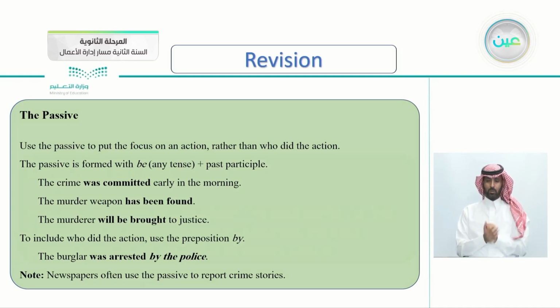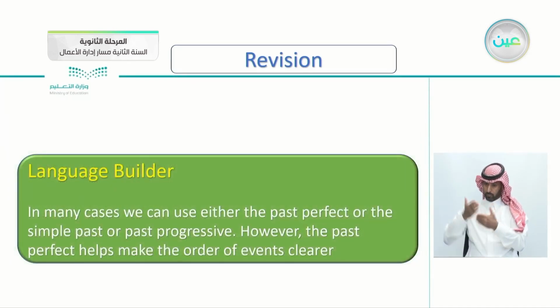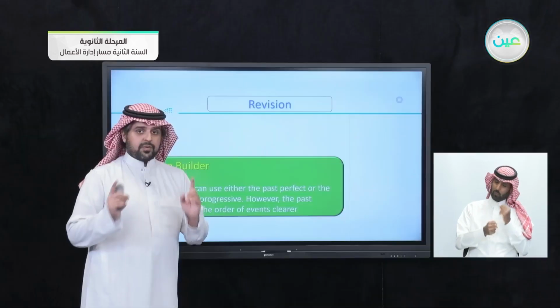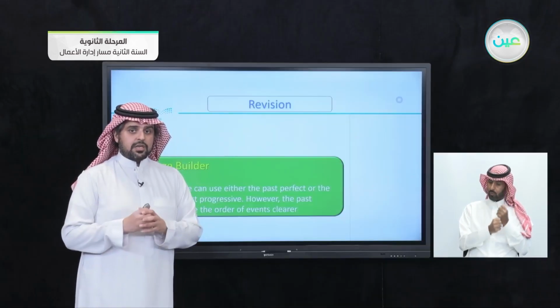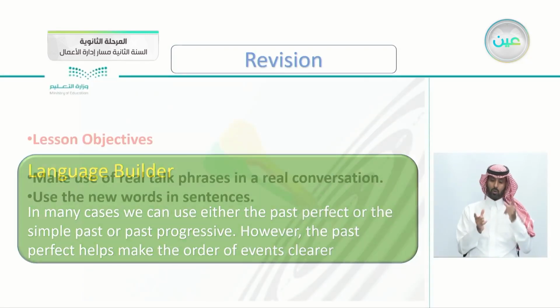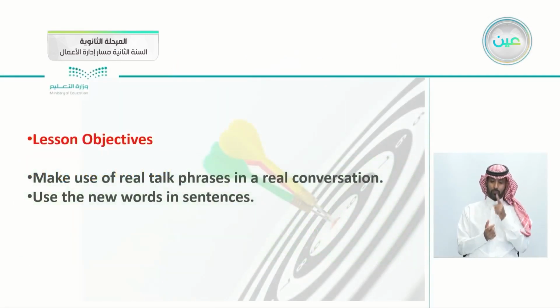And also here we took the language builder. In many cases we can use either the past perfect or the simple past or the past progressive. However, the past perfect helps make the order of the events clearer. So if you have two events in the past, use the past perfect just to make it clear for the listener.